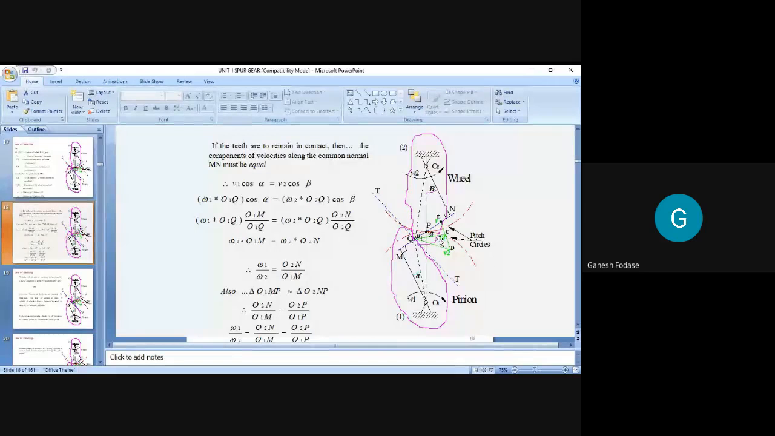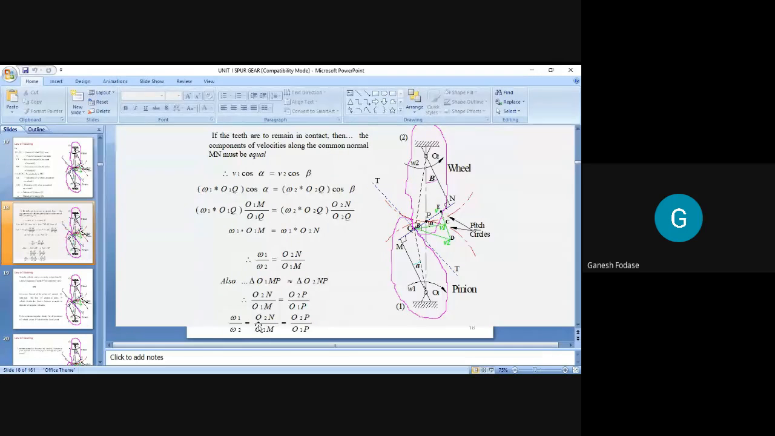As you can see, v1, the component along this common normal, is v1 cos alpha, while the component of v2 is v2 cos beta, as alpha and beta are the angles made by v1 and v2 with the common normal. So if I find the relative velocity, it must be 0. So v1 cos alpha minus v2 cos beta must be 0, which means v1 cos alpha is equal to v2 cos beta. So relative velocity along the common normal must be 0. That is the start of the derivation. If I consider this and go on putting in the values like v1 and the cosine terms, finally we'll prove that the angular velocity ratio, omega 1 upon omega 2, is equal to O2N upon O1M. Now what are O2N and O1M? O2N is normal to this common normal, drawn through the center of rotation.